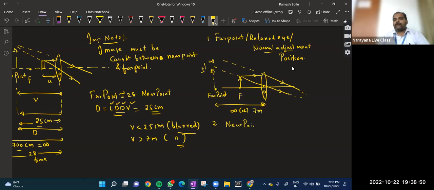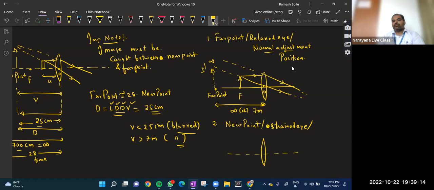Now the second state of the eye is called what? Nearest point. What is another name of this nearest point? In the far point, your eye will be relaxed. In the nearest point, your eye will be highly strained. Definitely you will question me, sir, convince me, why is it a strained eye? I will tell you. It is also called the strained eye.